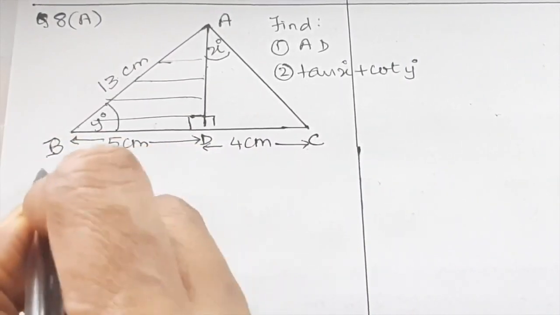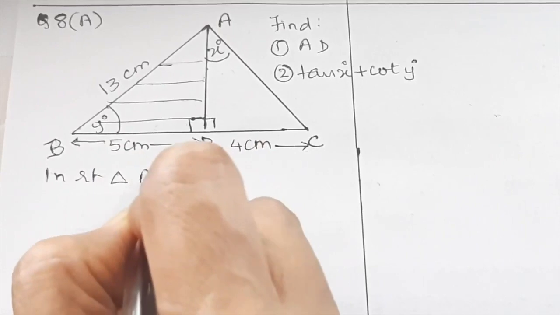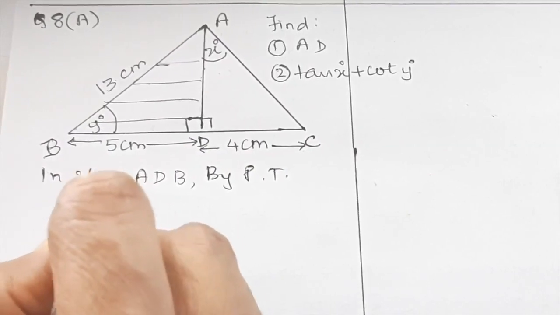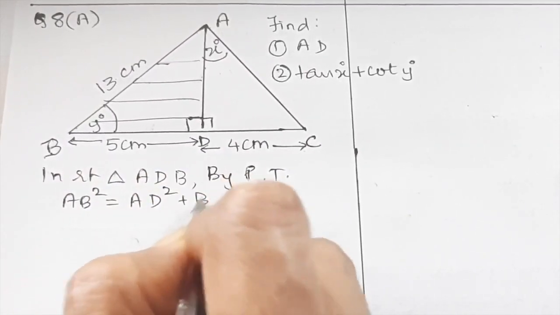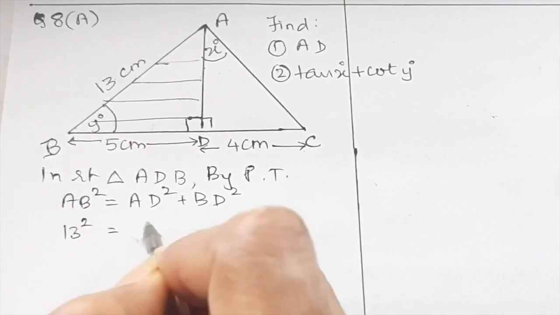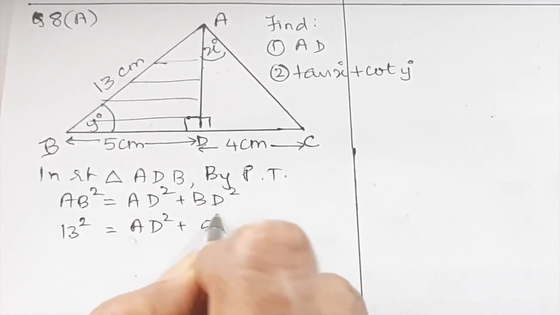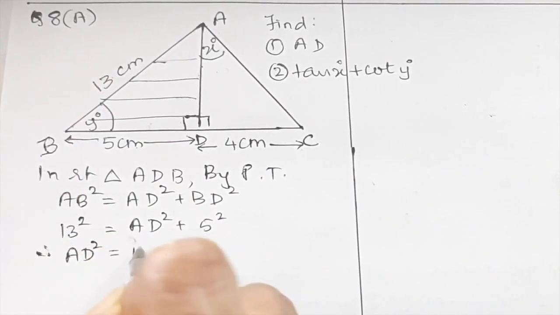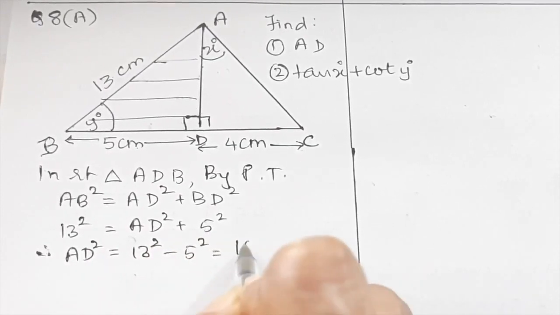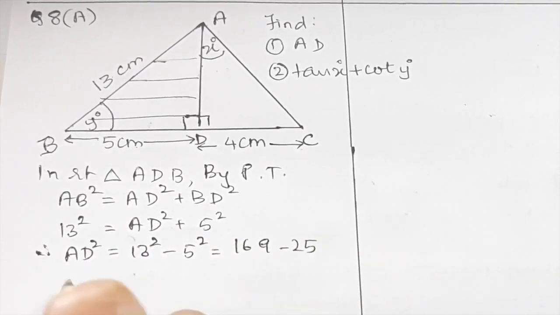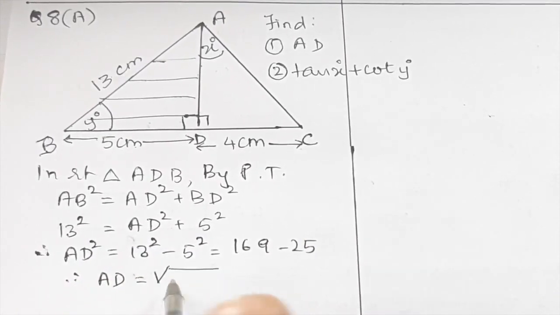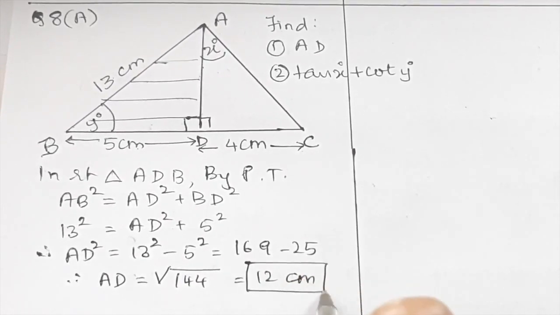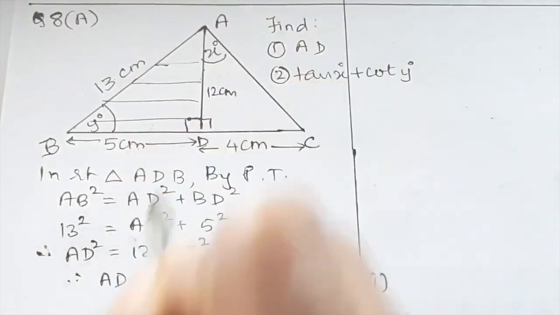So we will write in right triangle ADB, by Pythagoras theorem, we will have AB square equal to AD square plus BD square. So it will be 13 square is equal to AD square plus 5 square. We are just substituting the values. Therefore, AD square will be equal to 13 square minus 5 square, which is 169 minus 25. And so our AD will be under root 144, which will be 12 centimeters. So this becomes our answer 1. So we will write here 12 centimeters in the diagram for AD.